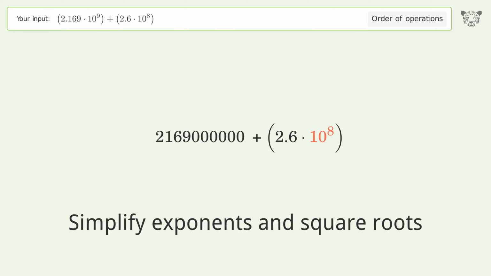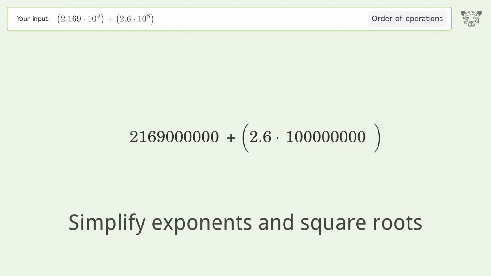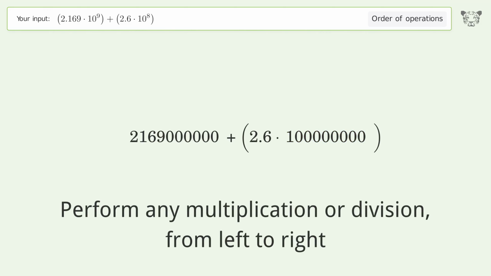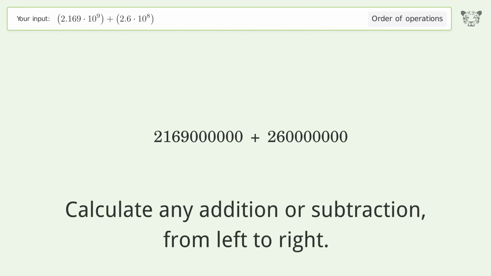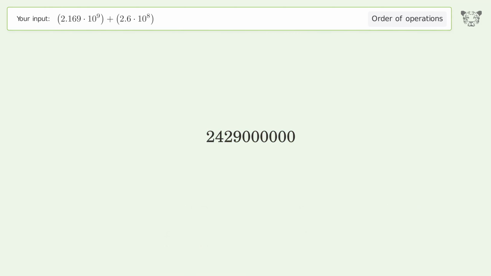Simplify exponents and square roots. 10 to the power of 8 equals 1,000,000. Perform any multiplication or division, from left to right. 2.6 times 1,000,000 equals 2,600. Calculate any addition or subtraction, from left to right. 2,169,000 plus 2,600,000 equals 2,429,000. And so the final result is 2,429,000,000.